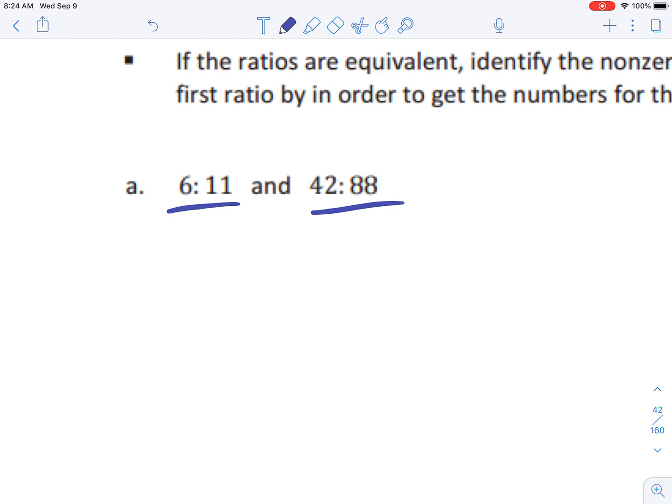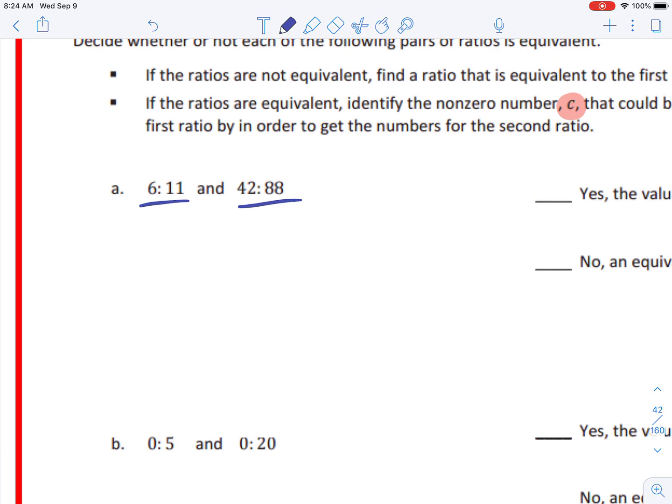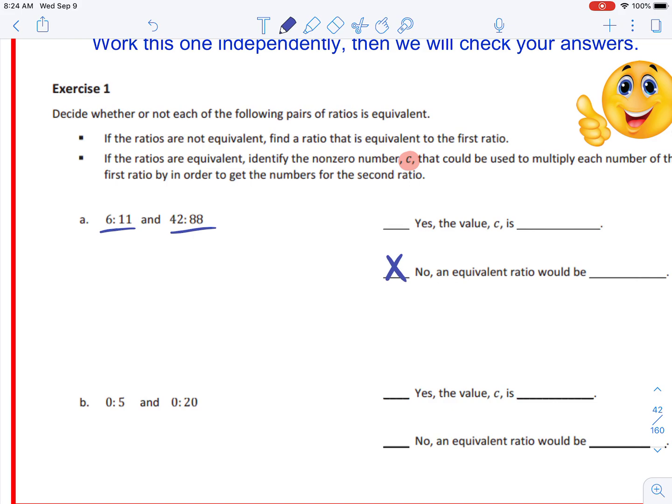Take a few minutes, pause the video, and try to figure out if those two ratios are equivalent. Go. You should have paused your video and tried to figure out if those two are equivalent. If you said that they were not equivalent, you were correct.